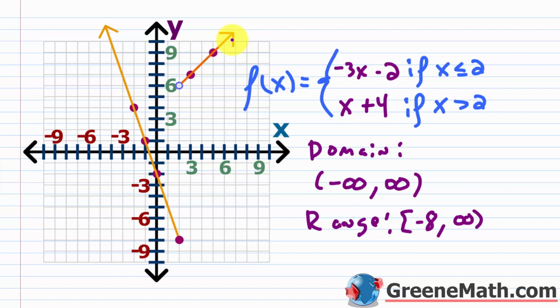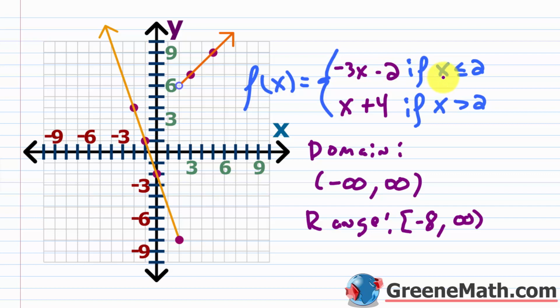Now, if I think about the lowest I can make this negative 3x minus 2, the smallest I can make this is actually when x is 2. If I plug in a 2 here, negative 3 times 2 is negative 6. Negative 6 minus 2 is negative 8.